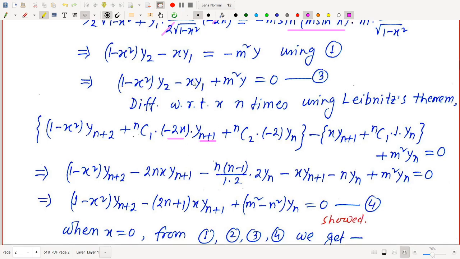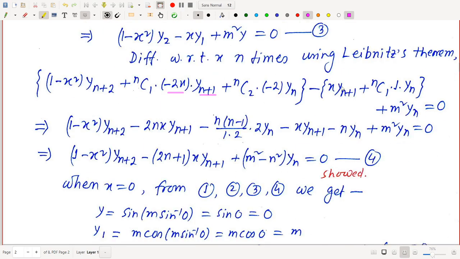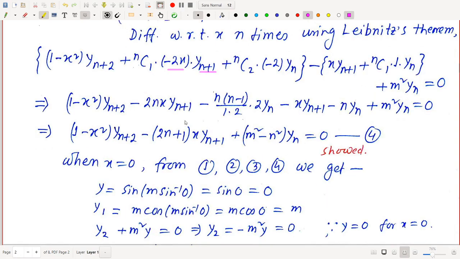Then x into y1, again here Leibniz theorem, x into yn plus 1, because nth derivative of y1 is yn plus 1, then plus nc1, and derivative of x is 1, and decreased derivative of yn plus 1, it will be yn, and next derivative of 1 is 0, so we stop. 2 terms in Leibniz theorem, and third term is m square y, m square constant, and nth derivative of y is yn written. And then nc1 value is n, nc2 value is n into n minus 1 by 1 into 2, gets cancelled, and x yn plus 1, here nc1 is n, and plus m square yn.